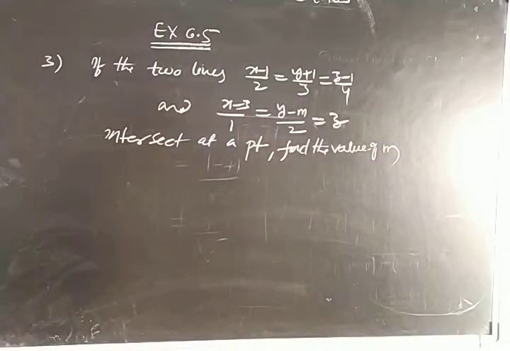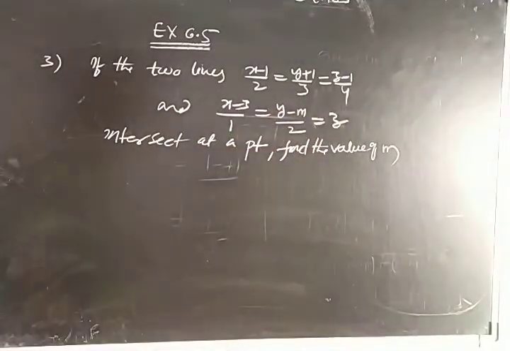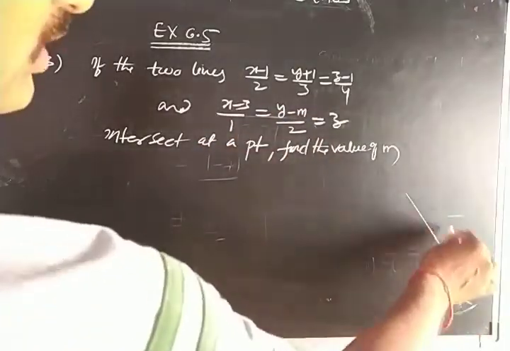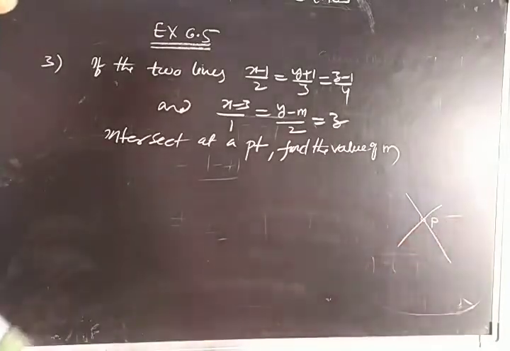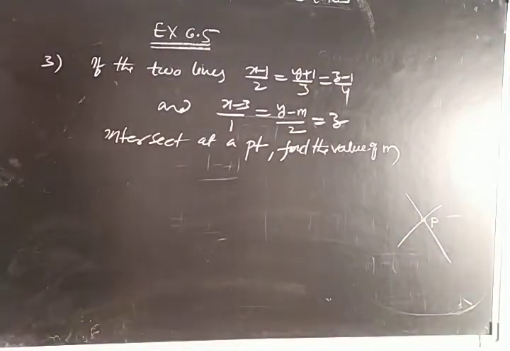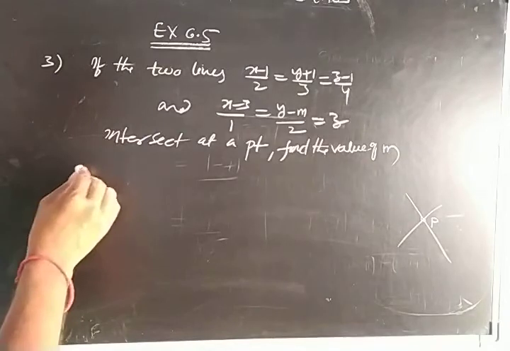So both lines are intersecting lines. We are finding the value of the unknown quantity m. Both are intersecting lines, intersecting at some point P. Right? How do we take any point on the first line?